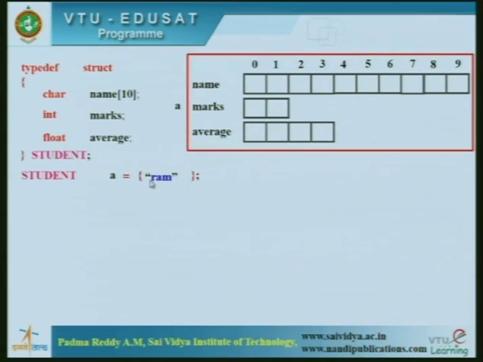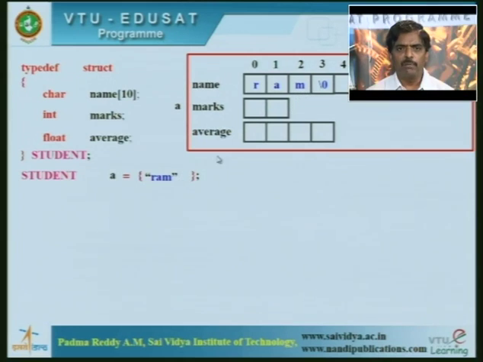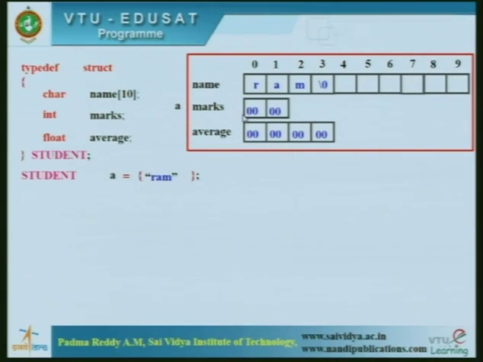Now, see what is happening here. Only one initial value is there, and that too the first member. This is the value for the first member. So, what will happen here? This string RAM will be copied into the memory location, that is A dot name. But remember, because it is a string, the string always ends with what? Null character. So, null character is appended at the end. Next, we do not have any initial values for the marks as well as average. So, if nothing is there, then automatically these two fields will be initialized to zeros. Now, I hope you understood how to partially initialize the structure members.